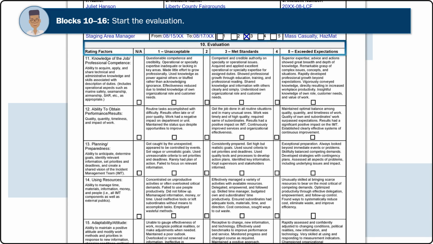In block 10, evaluation, use the rubric to rate the individual on each of the 13 rating factors that appear in blocks 11 through 16 on page 1. For each factor, rate the individual's performance on a scale of 1 through 5, where 1 is unacceptable, 3 is met standards, and 5 exceeds expectations. This rubric is a guide to help us evaluate performance, but it's ultimately up to us to use our best judgment in the evaluation.